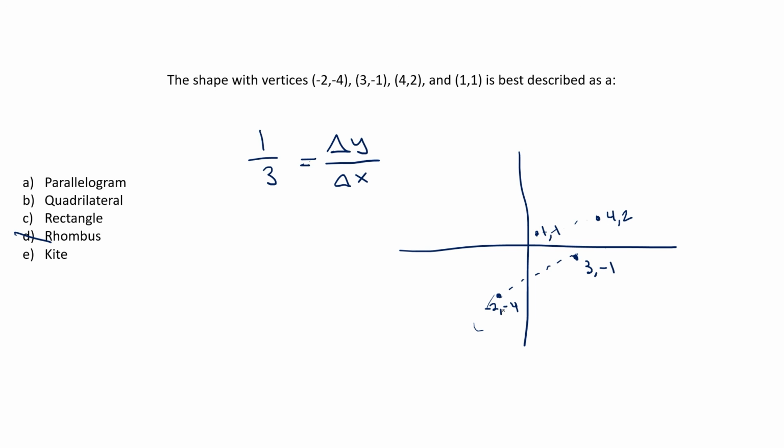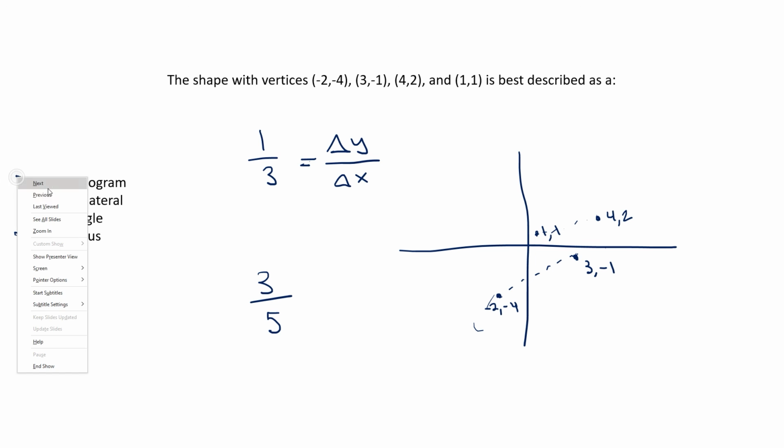And we'll do the same for this. You can do the same thing. We're going from negative 4 to negative 1, so that's a positive 3 change, and from negative 2 to 3, right? So that is a positive 5 change, and that is not the same slope. So these things are not parallel, all right? So we can immediately scratch out parallelogram and rectangle. So now we're just left, and we just really need to check if this is a kite.